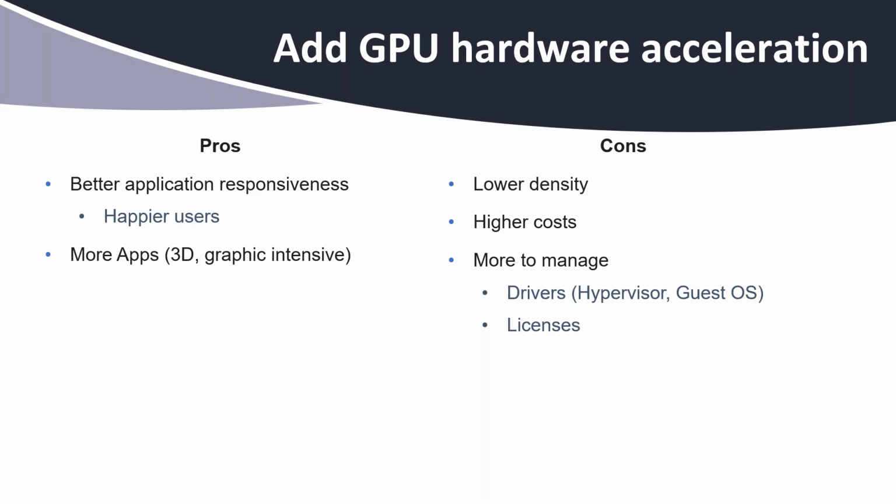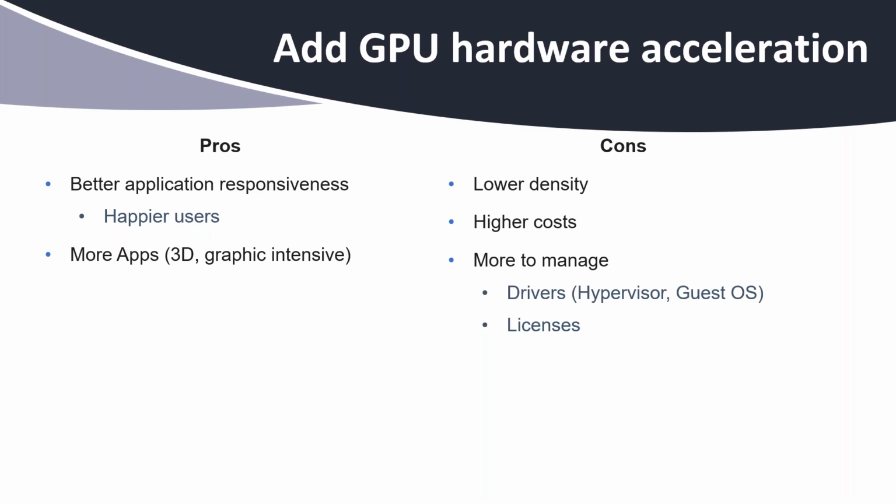But there are some cons. There is lower density because the density is now not the CPU limit, but just the amount of video RAM you can put in a server. As I mentioned before, you slice the GPU up, so it depends on how many GPUs you can place in one server and which video RAM density or capacity you need in a VM.